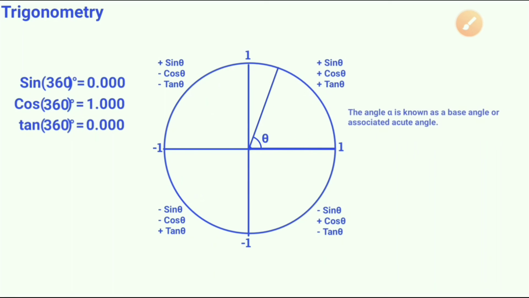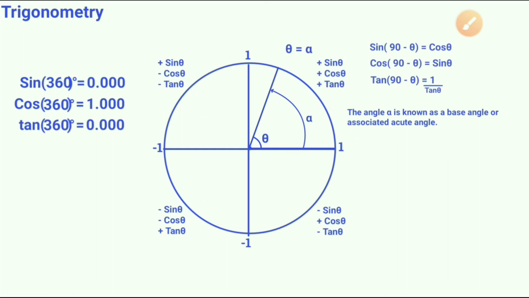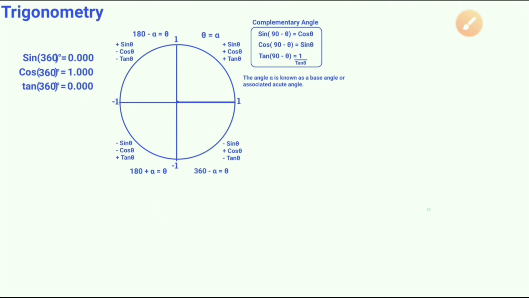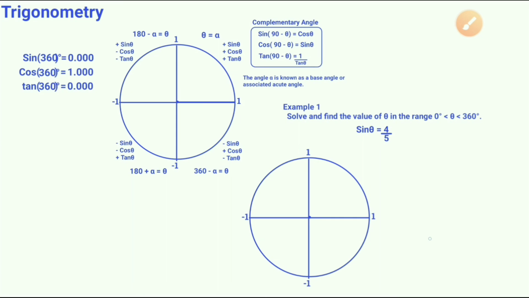So I will just assume that you guys know how to take the angle. I'm just going to assume that you guys know that there are two possible angles whenever you try to find the angles. So just watch it closely, take a deep breath, and see what it is all about. Okay, the angle theta is known as the base angle or associated acute right angle. For example, this: solve and find the value of theta in the range of this.